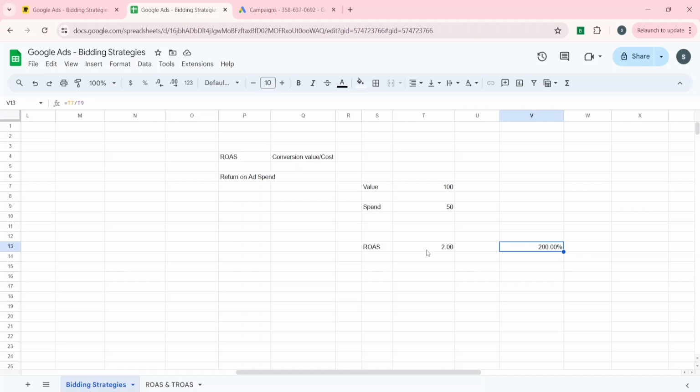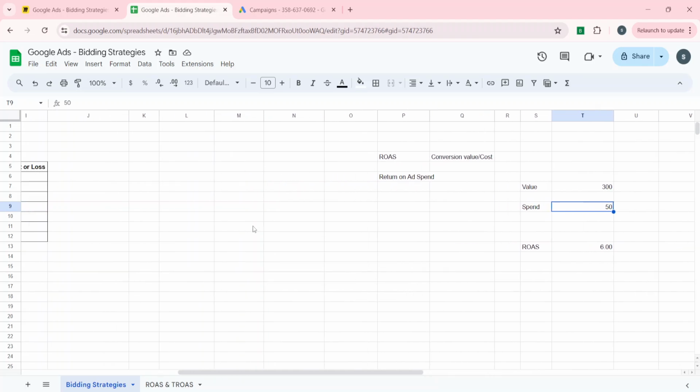You are getting the logic, right? Similarly, if the value of the purchase is 300 rupees, the ROAS will be 6 times. That means you have generated 6 times of the spend. In percentage terms, it means you have generated 600% of the spend. I believe you are getting the logic.